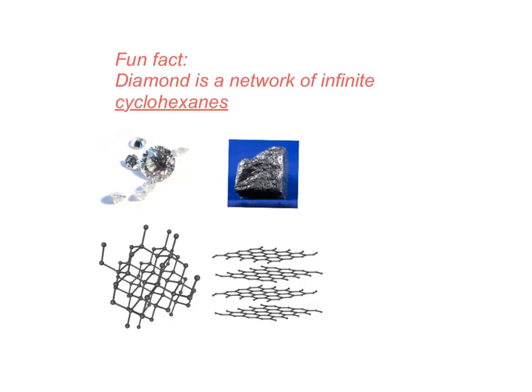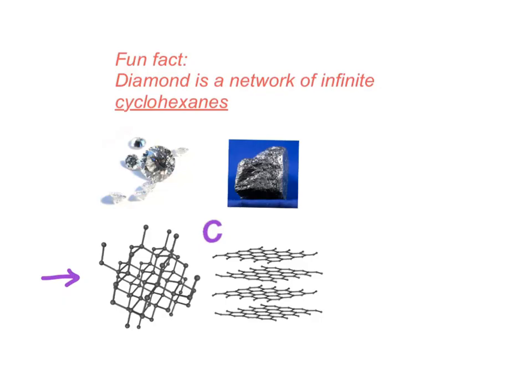Fun fact: diamond is a network of infinite cyclohexane rings. Namely, carbons are covalently attached to each other, producing a three-dimensional structure. Diamond has no free electrons and it doesn't conduct electricity. It is also the hardest material known and is used for cutting and drilling. The formula for both graphite and diamond is C. Diamond and graphite are both allotropes of carbon. Allotropes represent different arrangements of atoms, and due to this different arrangement of atoms within the structure, physical properties are different as well.